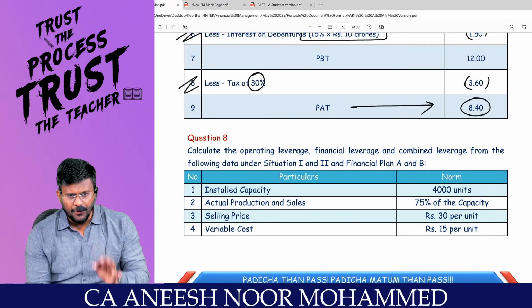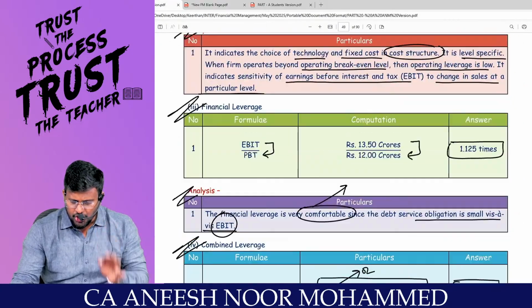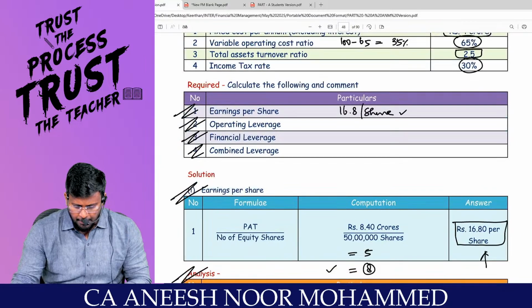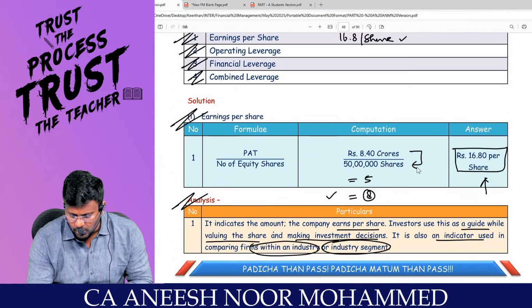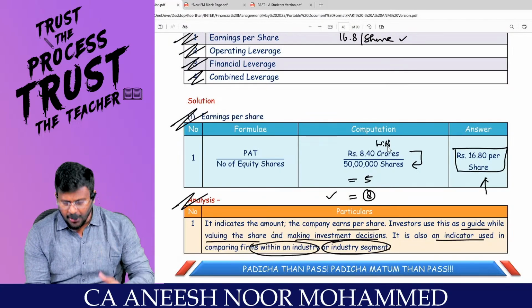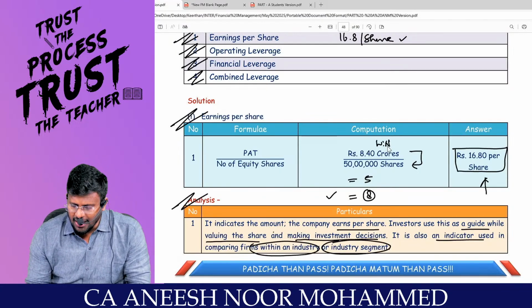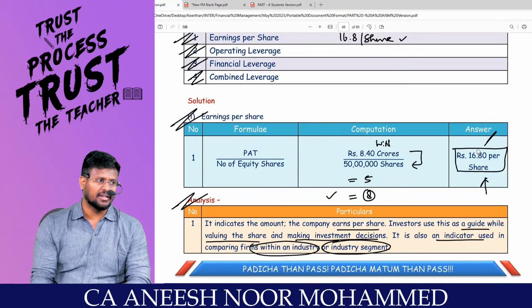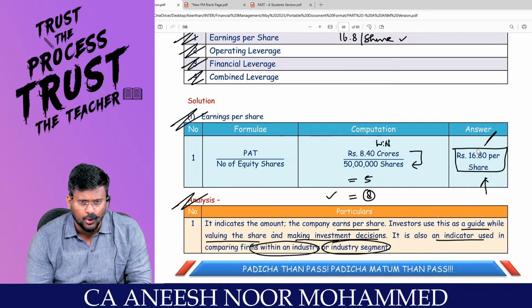This PAT of 8.4 crores has to be shared by the equity shareholders. Then only you will get the EPS. That's what 8.4 crores, as per working note, divided by how many shares? 50 lakh shares. Every share will be earning 16.8. Are you all really with me on what I am telling you?